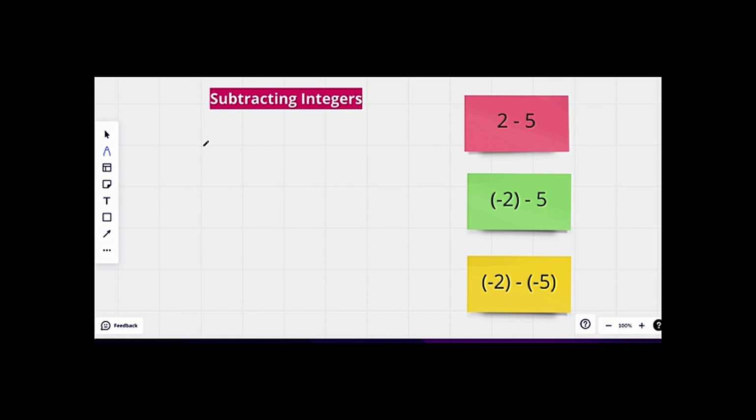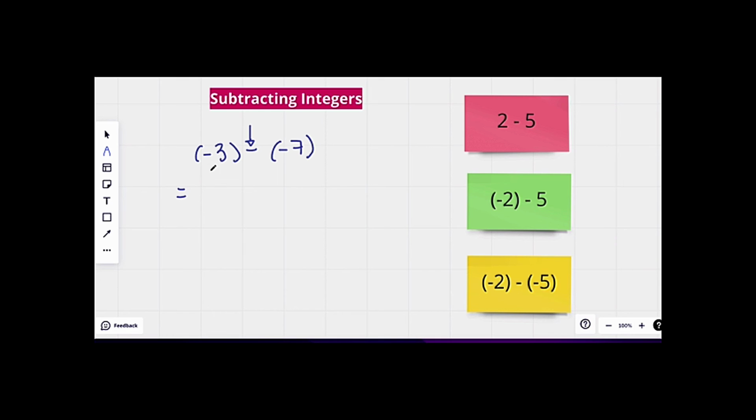So let me go with a -3 minus -7. So again, we know that it's a negative number because it's inside the bracket with its negative sign. And this sign right here is our operation. It just means that we're subtracting.